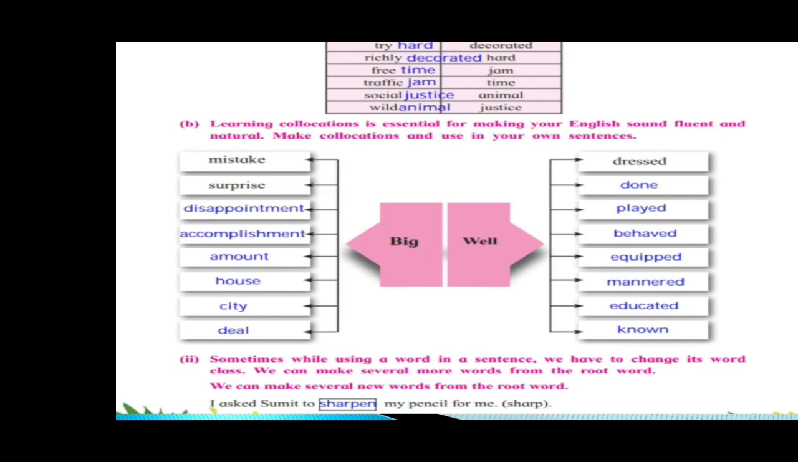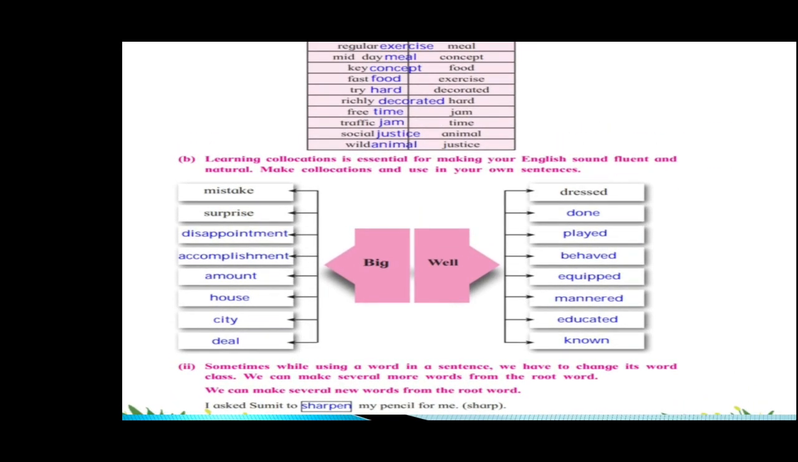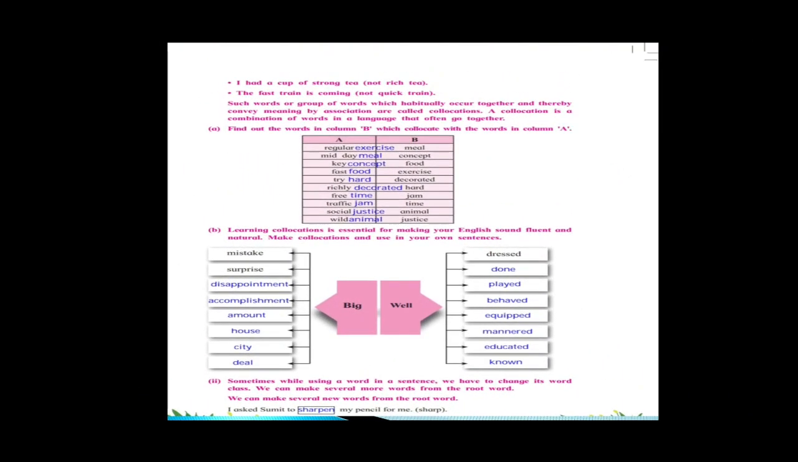Next is sometimes while using a word in a sentence, we have to change its word class. We can make several new words from the root word. The root word is given in the bracket, you have to make the word according to the meaning of the sentence. I asked Sumit to sharpen my pencil for me. The word sharp is given in the bracket. So you will write sharpen. I asked Sumit to sharpen my pencil for me.